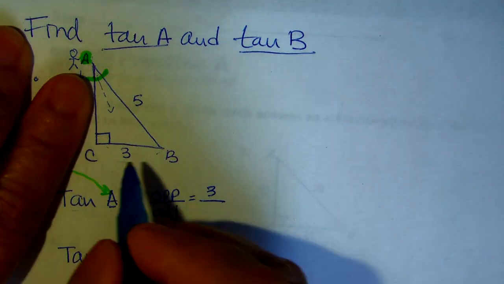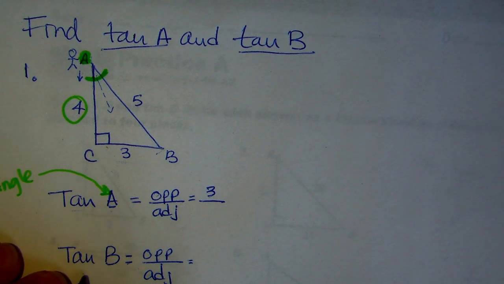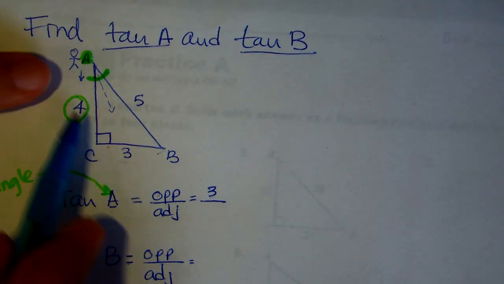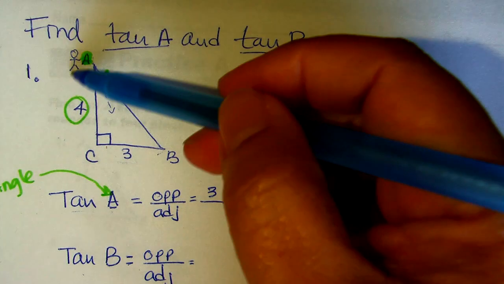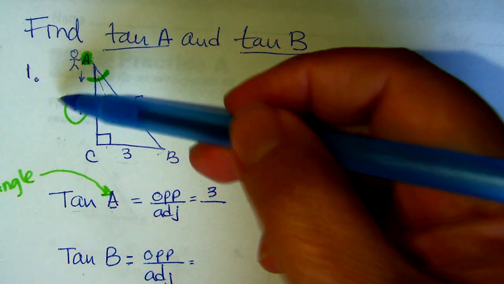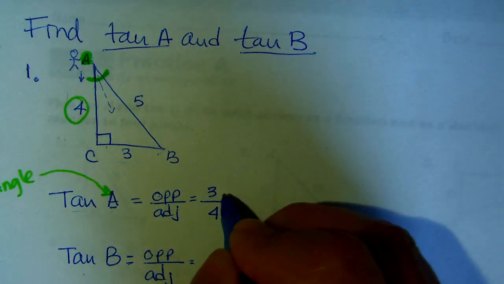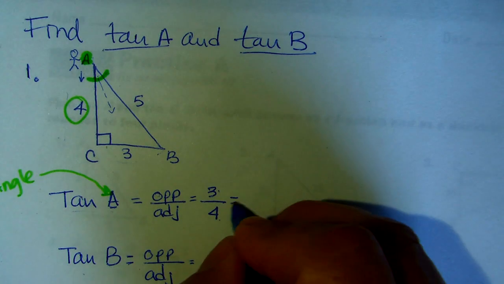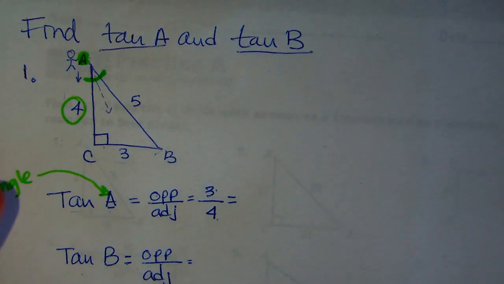I'm not going to label them because we're going to repeat the process for angle B and they're gonna overlap. So for angle A, this right here is the opposite and this right here is the adjacent. So the adjacent is 4. So this is your ratio, 3 over 4. We cannot simplify any further, and the instruction says that we have to write it as a fraction.